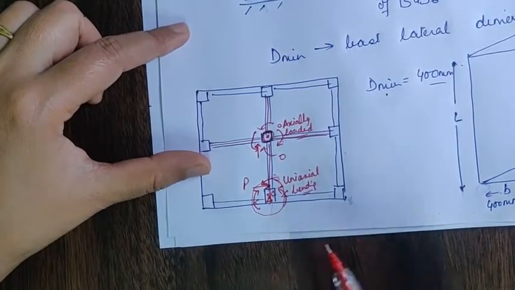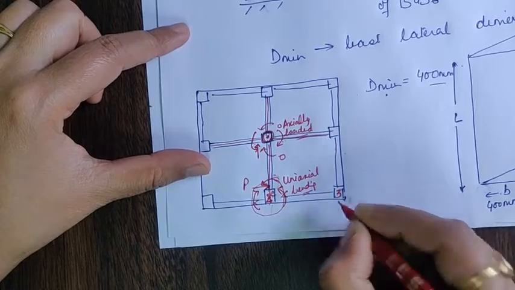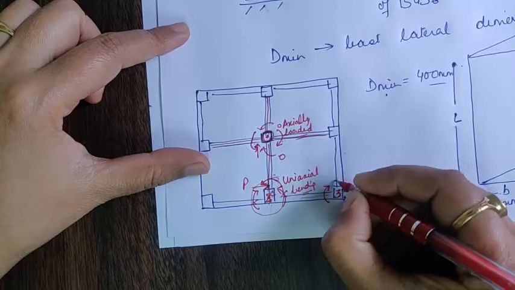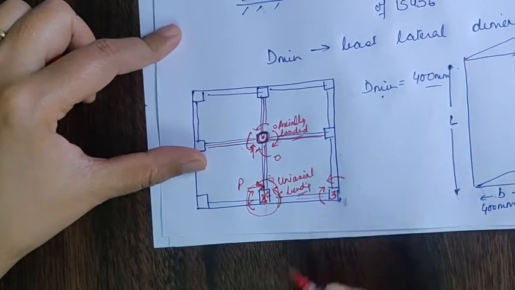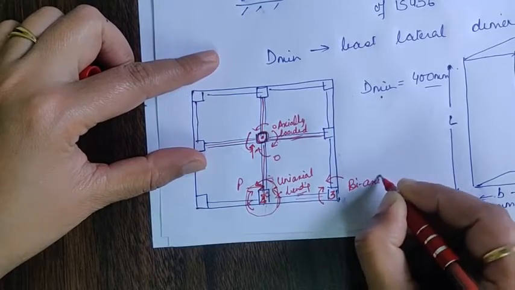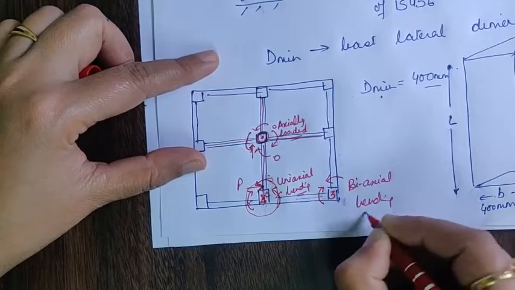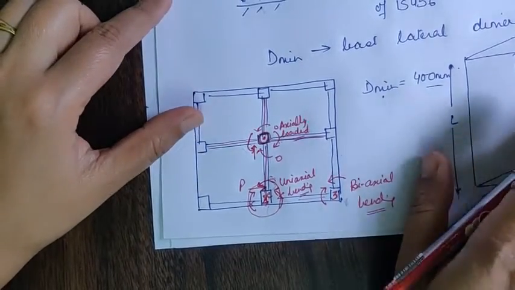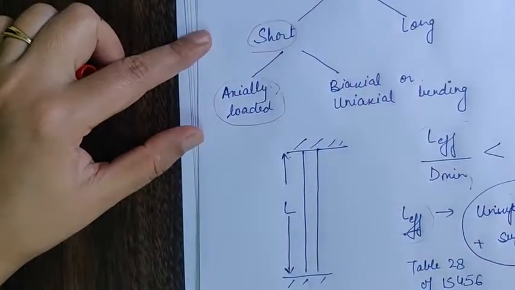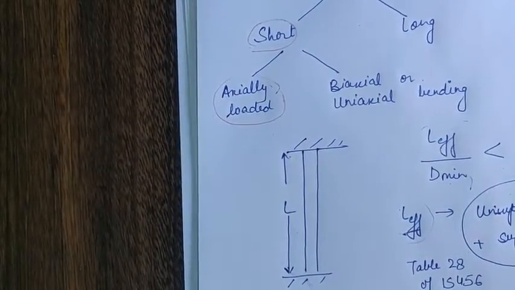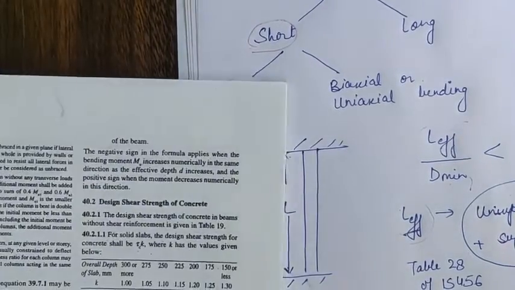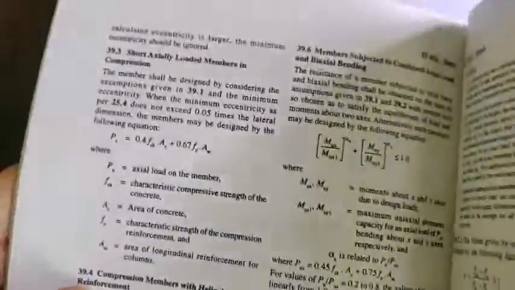Is it okay? Clear? Then similarly, column number 3 will have some unbalanced moment in this direction, and some unbalanced moment in this direction also. So this column will be called a column in biaxial bending. So today we are basically concentrating on design of axially loaded short columns. Is it okay?